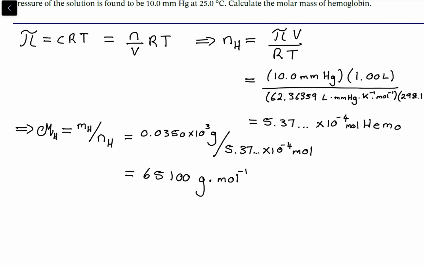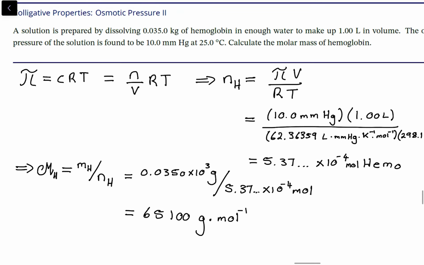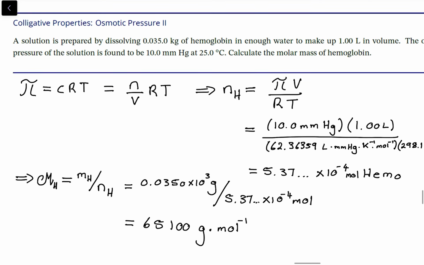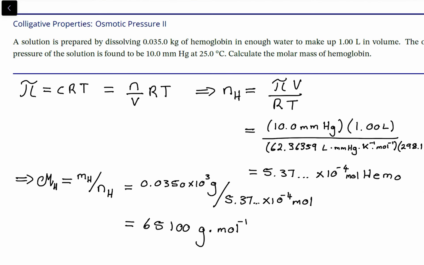And that makes sense. Hemoglobin is a protein, I think, at least. Well, I think it's at least a very large organic molecule that captures iron in your blood, or bonds to iron, and that's why your blood is red. So, it's quite a large molecule, so it should have a large molar mass. Anyway, so yes, it's a protein.